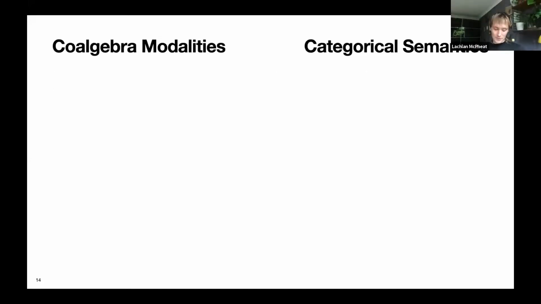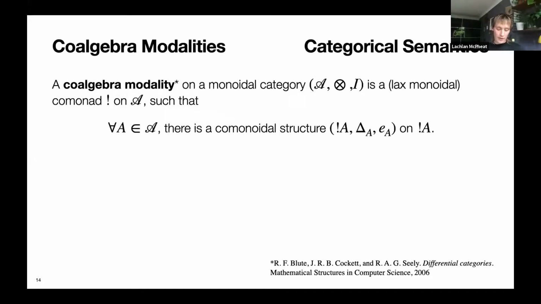It's kind of crucial. A coalgebra modality on a monoidal category is a lax monoidal comonad, which we'll call bang, on that category, such that for any object in the category, once you apply bang, that object receives a comonoidal structure. And this is defined in Blute, Cockett, and Seely's papers on differential categories. And it's quite neatly defined there if you want to see more details.